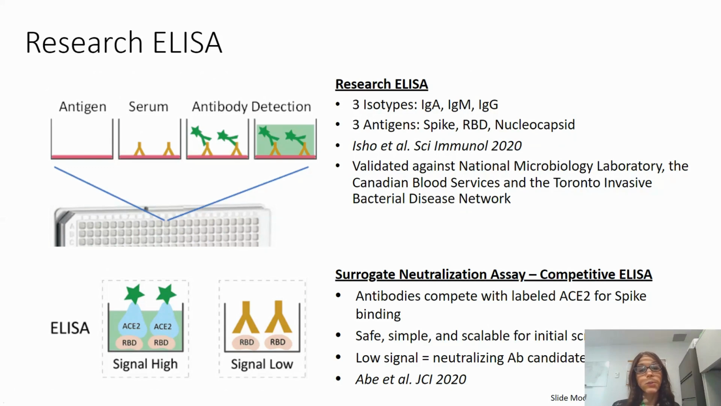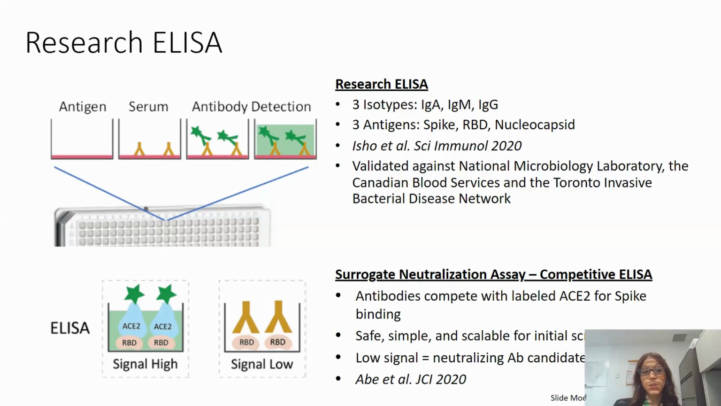We also use a research ELISA that was developed by Dr. Anne-Claude Gingras at the Lunenfeld Institute in Toronto. This ELISA is used because it helps us to better characterize the antibody response, because it can differentiate the 3 different isotypes, IgA, IgM, and IgG. And it also has 3 different antigen targets, the spike, the RBD, and the nucleocapsid. The details of the assay are published in Science Immunology, and it's been validated against the National Microbiology Lab, the Canadian Blood Services, and the Toronto Invasive Bacterial Disease Network.